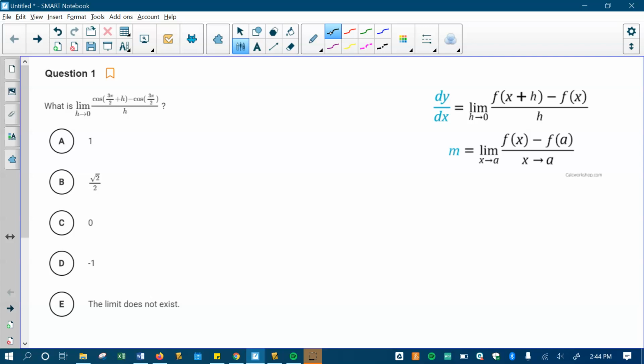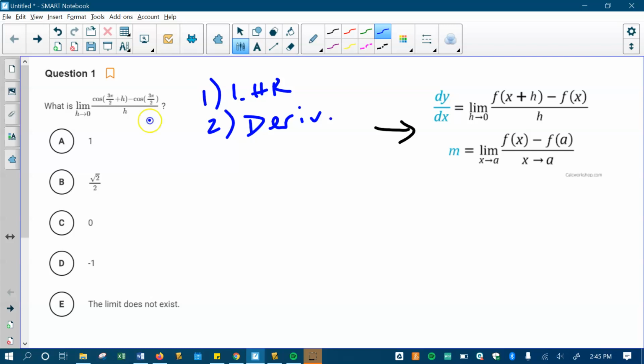I wanted to make sure that you knew that this question looks like a limit question that we could solve in two ways. One, we could solve using L'Hopital's rule. Or two, we could use a derivative, which is kind of like L'Hopital's rule, but sort of not. So I'll do L'Hopital's rule first.